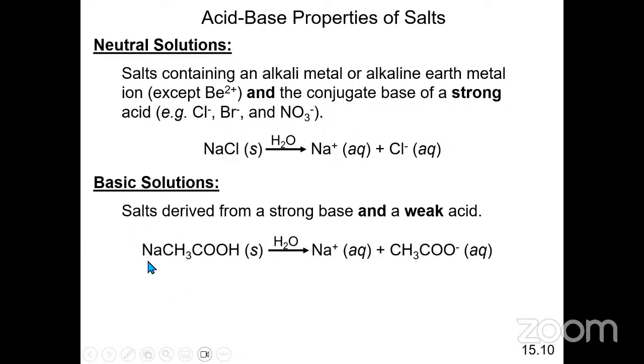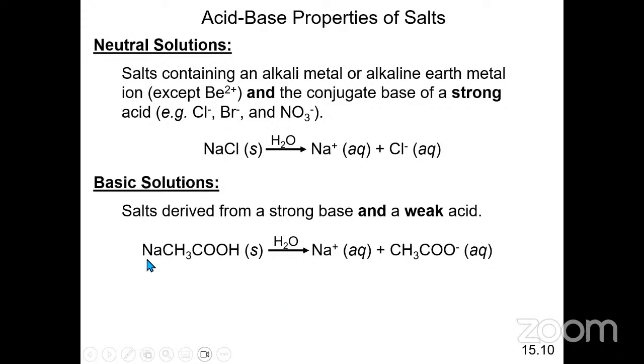So for example, and this is not totally correct, this hydrogen should not be here. So please make a note of this. This hydrogen here should not be here. It should simply be NaCH3COO. So this is basically a salt formed from a strong base, which would be sodium hydroxide, and a weak acid, which would be acetic acid.